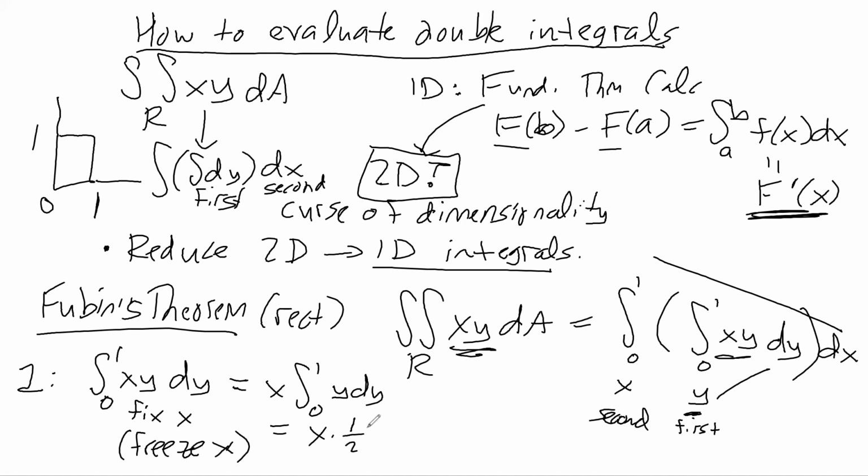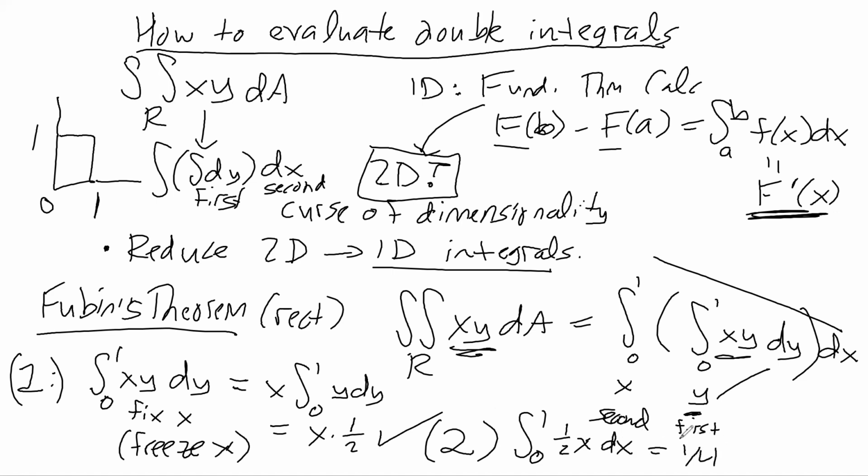So now the second integral is the x integral, 1/2 x dx, and we know how to evaluate this one, so we end up getting a fourth. So that means our original integral is actually equal to a fourth. Okay?